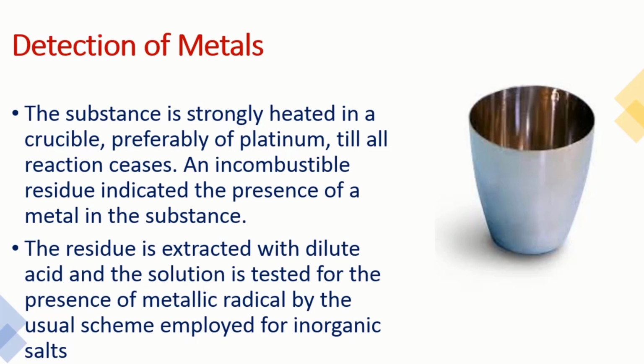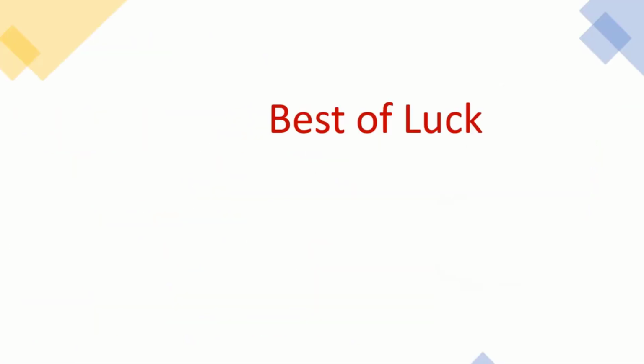So these are the tests for the identification of the elements. Mainly we have the detection of carbon and hydrogen, and most importantly the tests for nitrogen, sulfur, and halogens. So we discussed detection of the elements, and with that our chapter is complete, and we will start the next chapter in the next lecture.